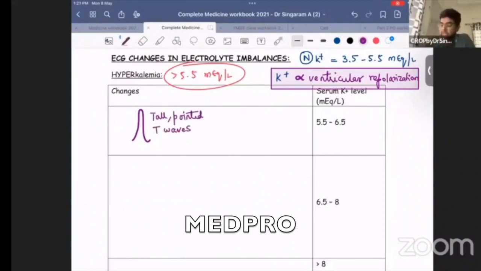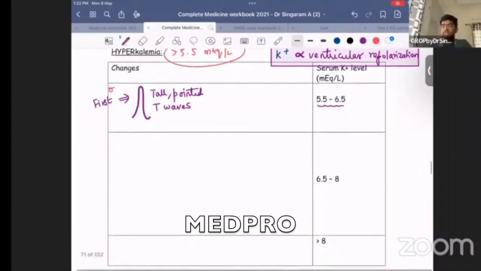What is the corresponding potassium level? 5.5 to 6.5. Don't forget this. This is the first change. It's an important MCQ question. What is the first ECG finding of hyperkalemia? It is tall pointed T waves. Okay, so don't forget this.